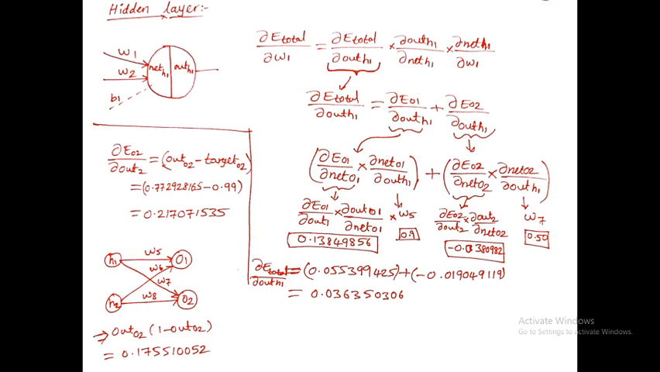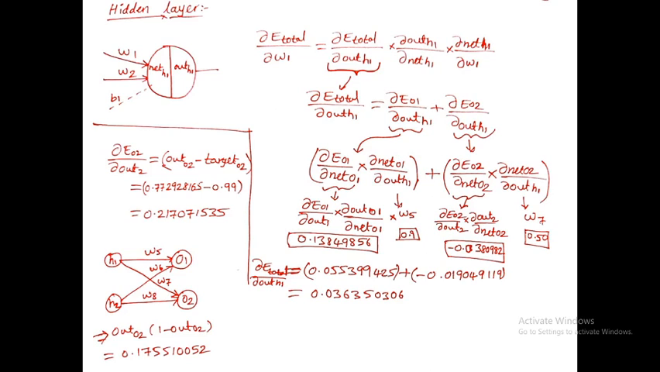Then we can update the corresponding connection link weight W1. In a similar way, we need to do it for ∂E_total/∂W2 also, ∂E_total/∂W3, ∂E_total/∂W4. But in this lecture, we'll see only one thing, that is ∂E_total/∂W1. The remaining ones you do as homework. In a similar way, you need to do it for the remaining connection link weights, that is W2, W3 and W4.